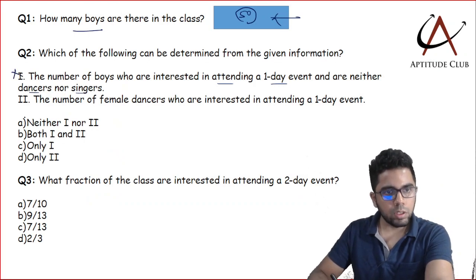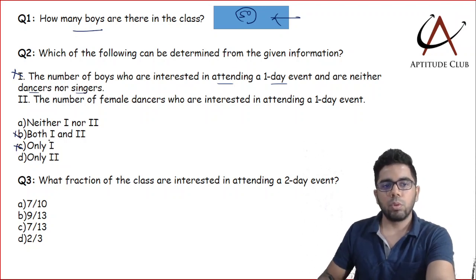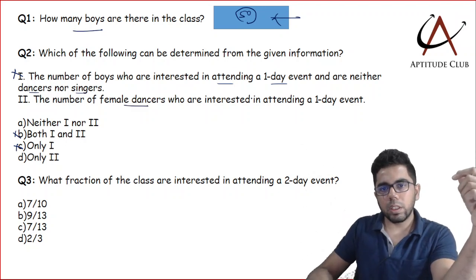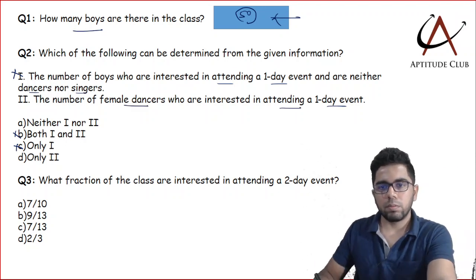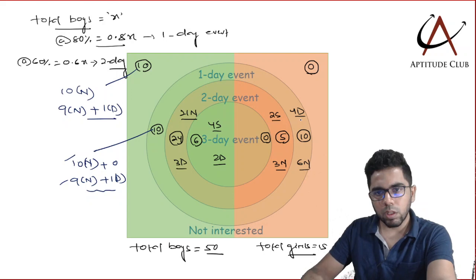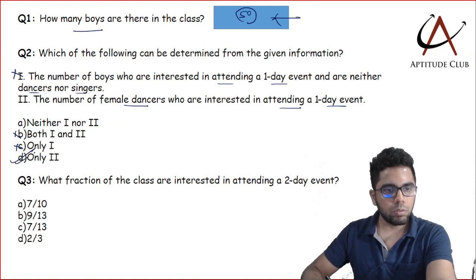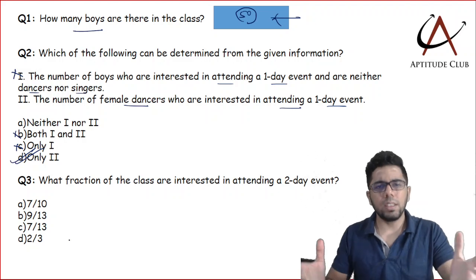So option 1 will not be correct. Since option 1 will not be, this one is gone, because both 1 and 2, or only 1, you cannot determine. Then the number of female dancers who are interested in attending a one-day event, that we have determined: 4 dancers. This can be uniquely determined. The answer is only this, quite easy.